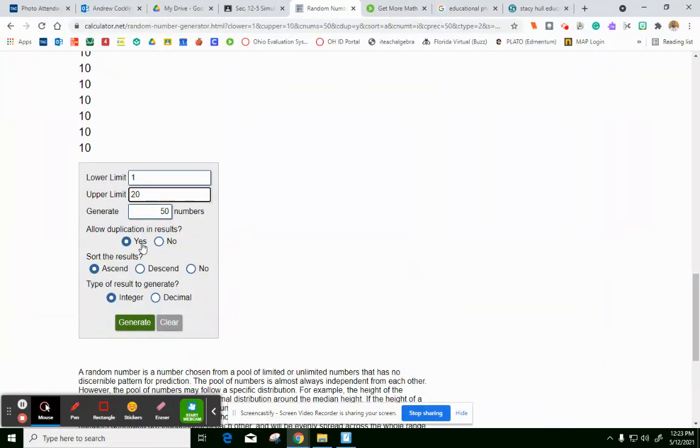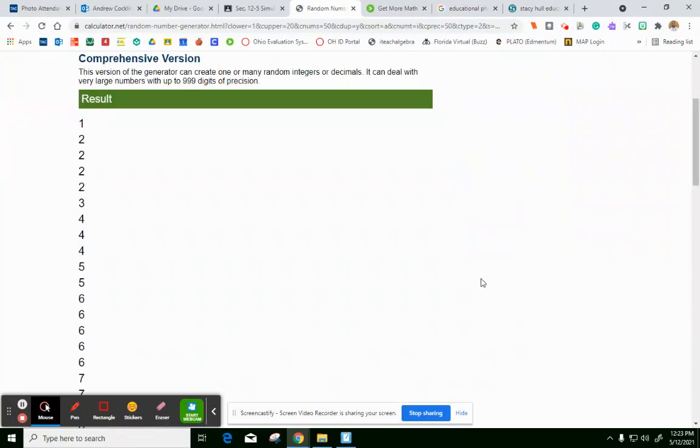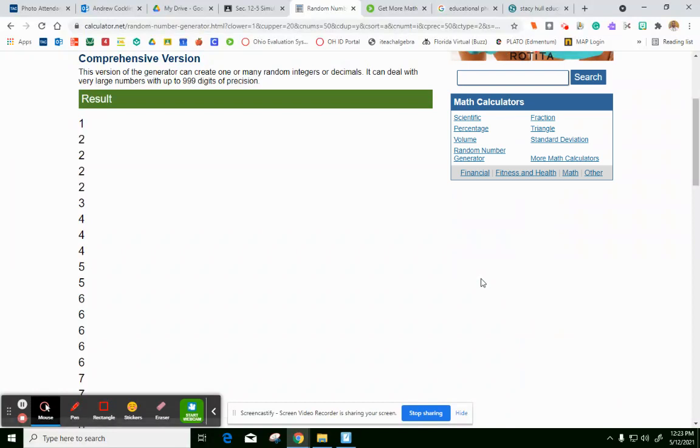Everything else is good. Are we going to allow duplicates? Yes. Put them in order. Only whole numbers, no decimals. The more you choose, the more you generate, the better. So I would say never less than 50.